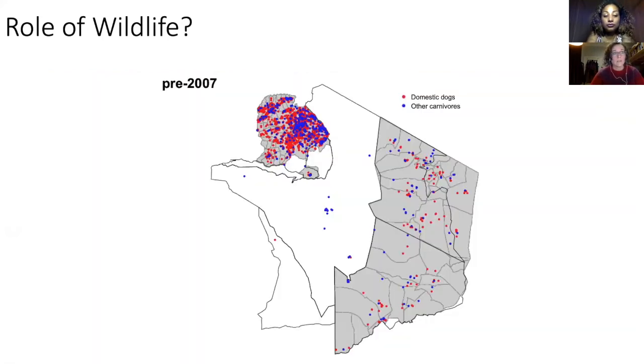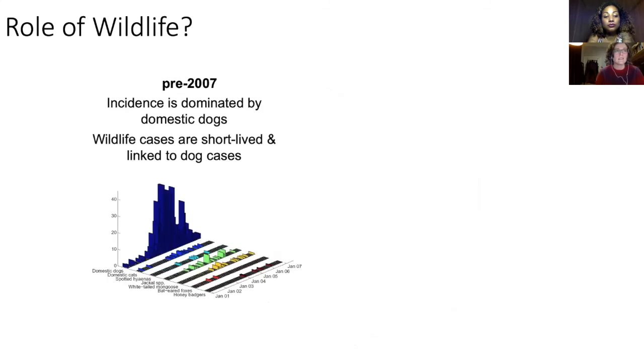What we found in this part of Tanzania, so this is Serengeti National Park, surrounded by Serengeti district to the top left and Ngorongoro district to the bottom right, is that we saw a very large overlap between the distribution of dog rabies cases and the distribution of wildlife rabies cases. But when you actually look at the incidence of disease, the blue here is dog rabies cases, and they far outweigh the wildlife cases we see.